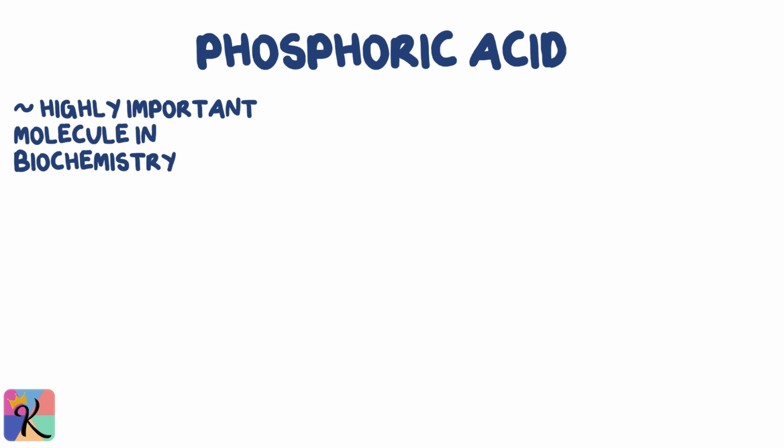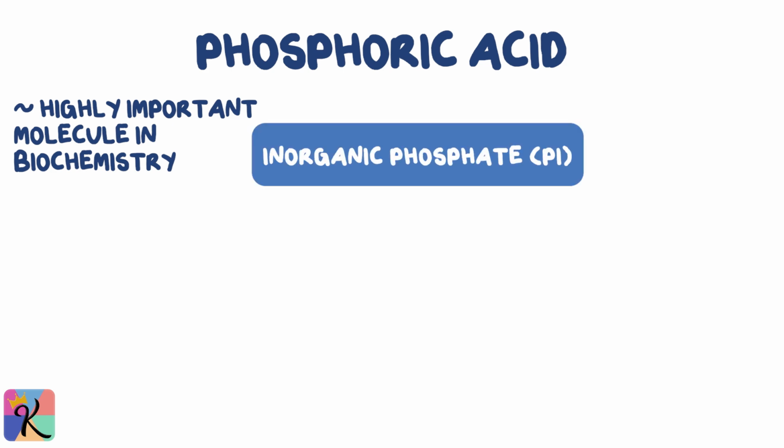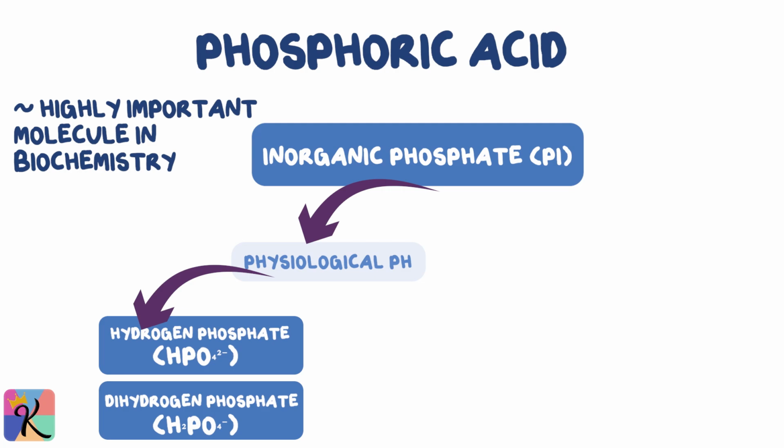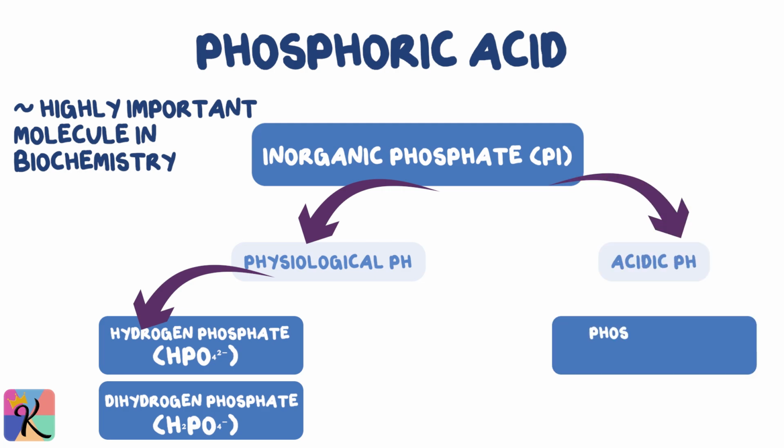Phosphoric acid, often referred to as inorganic phosphate, or Pi, in biochemical contexts, exists in several forms depending on the pH of its environment. At physiological pH, it primarily exists as hydrogen phosphate, or HPO4, with a 2- charge, and dihydrogen phosphate, or H2PO4, with a minus charge. In highly acidic conditions, phosphoric acid stays in its fully protonated form, H3PO4.